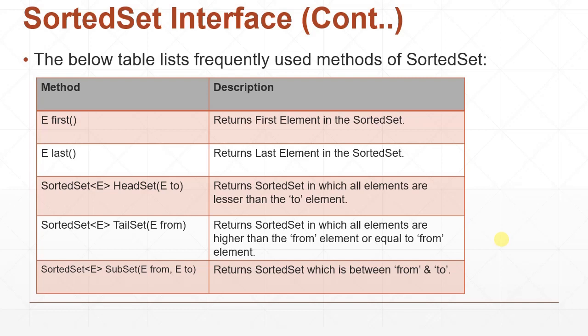Then there is a function called subSet, and that will also return a SortedSet. But instead of head and tail, here we will be passing two elements, E1 and E2. So whatever elements are returned will be between these two. The range is fixed by from and to.